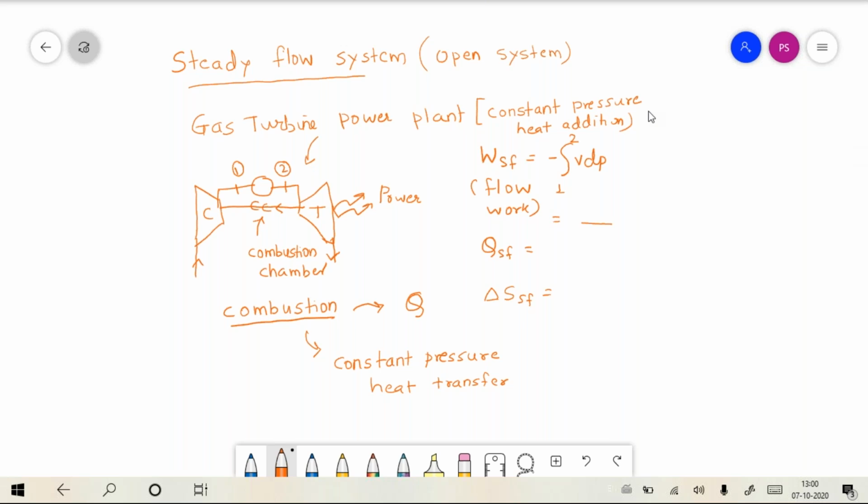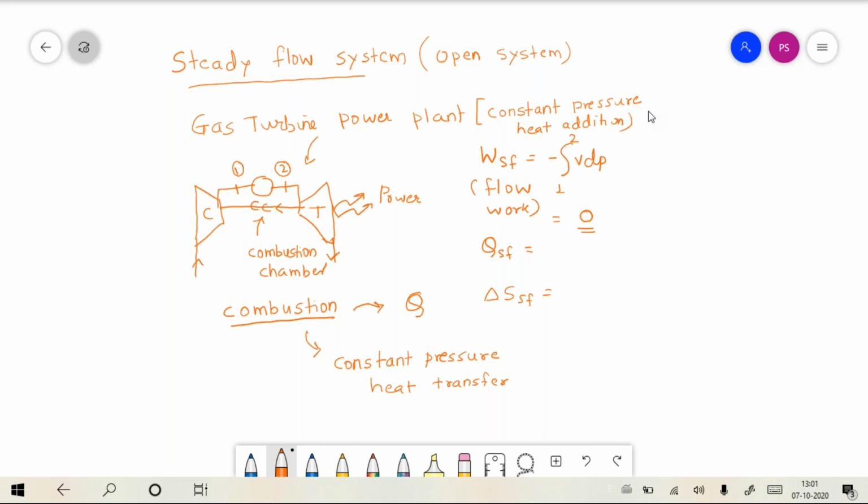So if you look at the expression, it is the integral of V dP. It's a constant pressure process, so obviously dP is zero, and if you solve this integral, it is zero. So the work transfer is zero. Looking at this combustion chamber, there is no mechanical work, so the combustion chamber is not a work producing system.